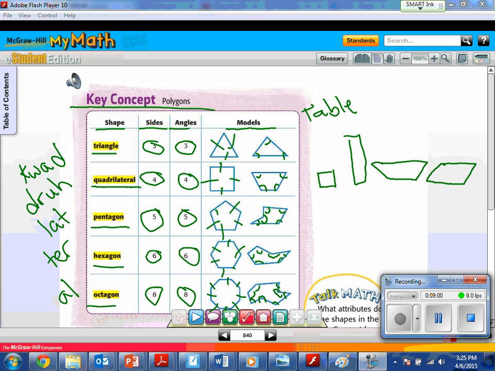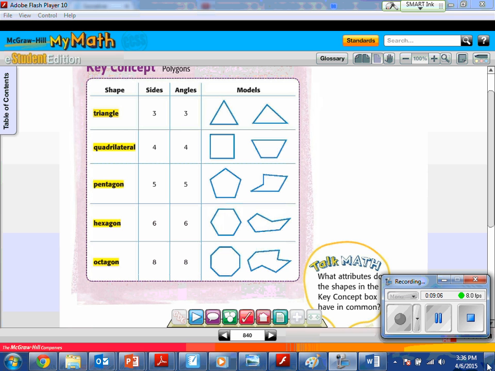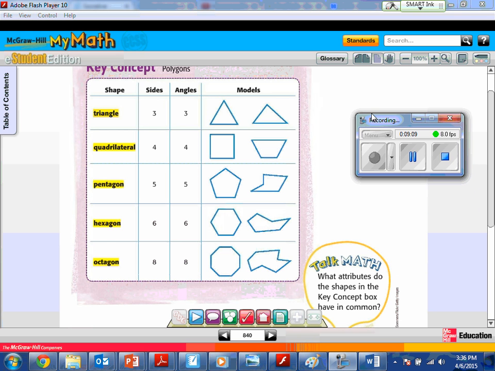So those are the polygons that I want you to know for this lesson. Now, something I haven't done very much this year, which I'd like to start doing, is talking math. They want to know what attributes. Remember, attributes are what makes up our figure. In this case, we're looking at the number of sides and the number of angles. Those are our attributes.